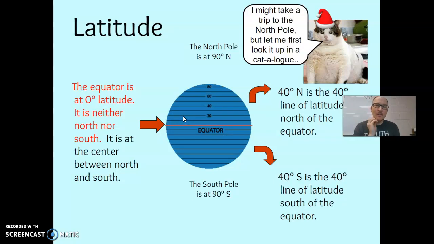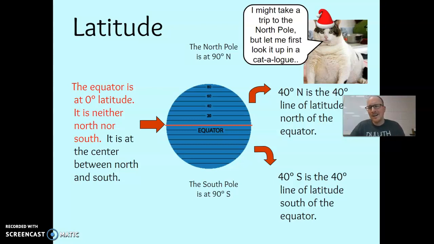Okay, and then we have still lines of latitude. Here's the equator. The equator, what we're looking for, is the notation of 0 degrees. It is not 0 degrees north. It is not 0 degrees south. It is just 0. And that's how we would denote that if we were writing it down. Okay, the North Pole is at 90 degrees north. The South Pole is at 90 degrees south.